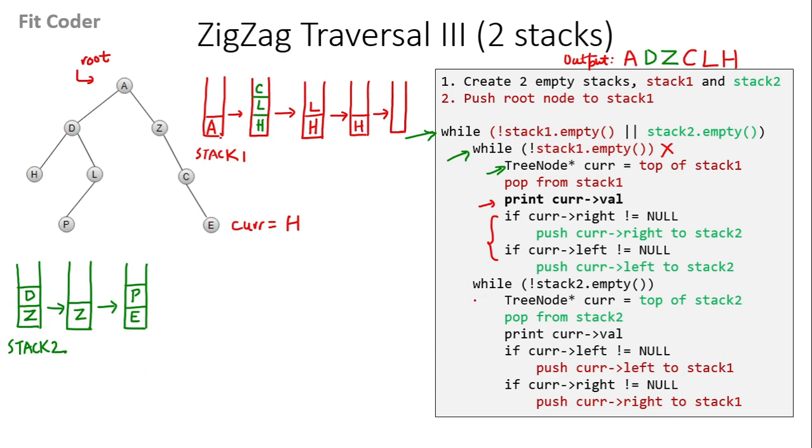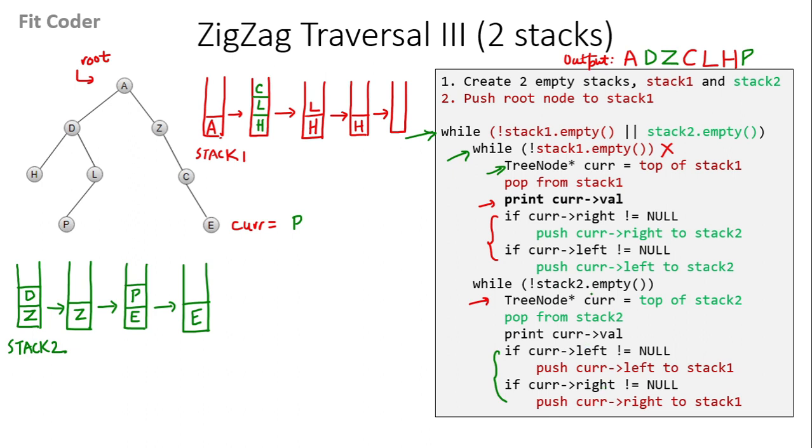And then we come in this next while loop for stack 2. We set current to top of stack 2. So top of stack 2 is P. We pop from stack 2. Then we print the value of current. So current is P. Then we check left and right of P. So both are null. So these two if conditions are false.